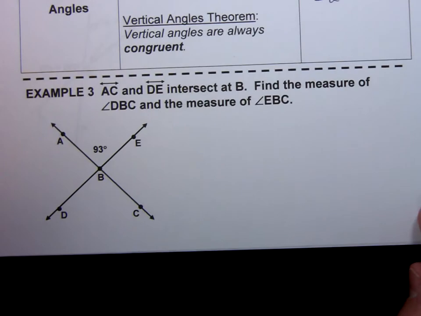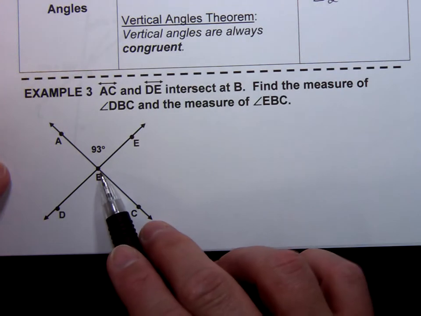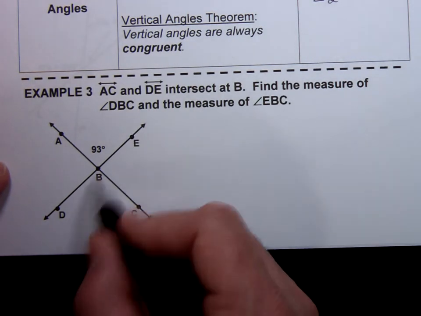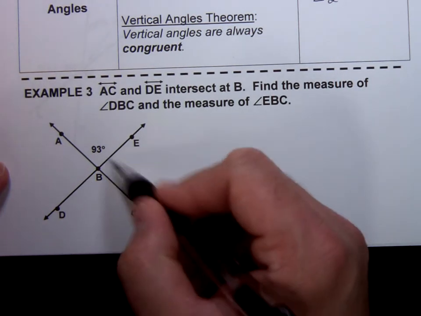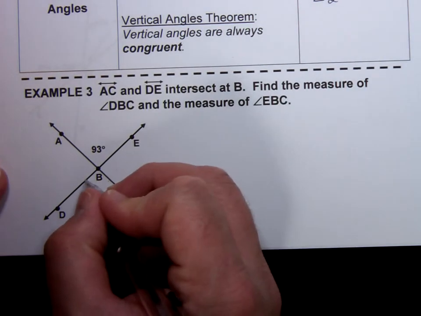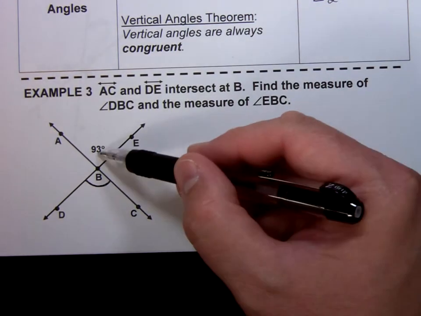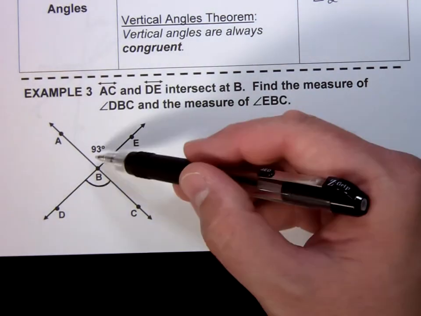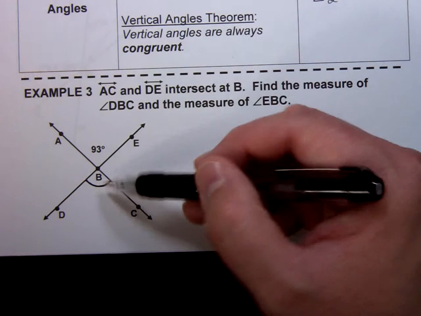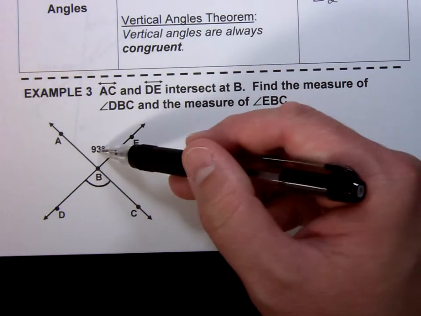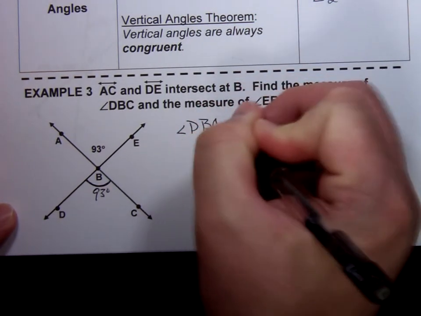Alright, let's look at this next example. Line AC and line DE intersect at B. Find the measure of angle DBC, so this angle right here, and the measure of angle EBC, right here. Alright, so let's find the measure of angle DBC. Now we've only got one angle to work with. They gave us that angle ABE is 93 degrees. What relationship do these two angles have to each other? Those are vertical angles, right? We learned just a moment ago that vertical angles are always congruent. So if that's 93 degrees, then angle DBC is also 93 degrees.